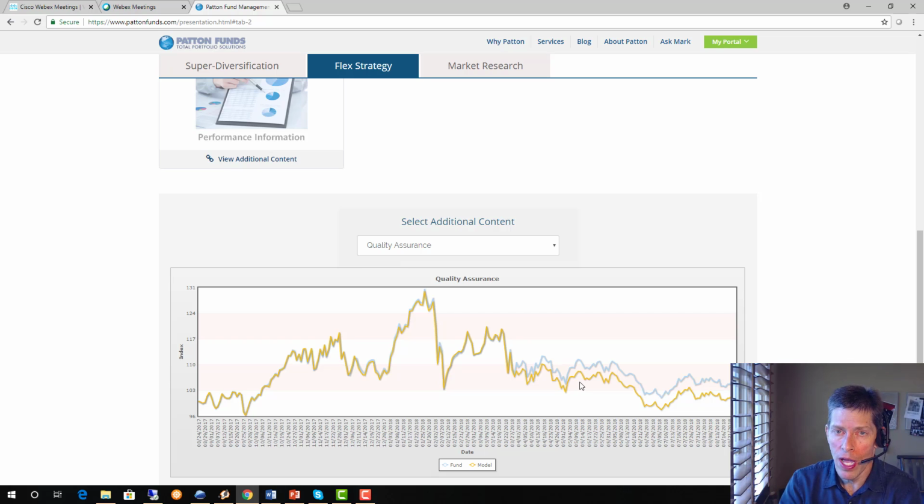But the key is that these lines go up and down together. There are going to be certain days when it won't be exactly the same, but over time you can clearly see that these two lines very, very much track themselves. We've demonstrated that we can take this research that I've done and actually implement it in real time with real money. We call that quality assurance.